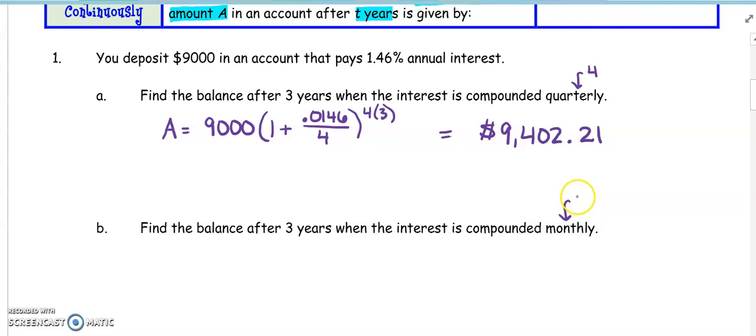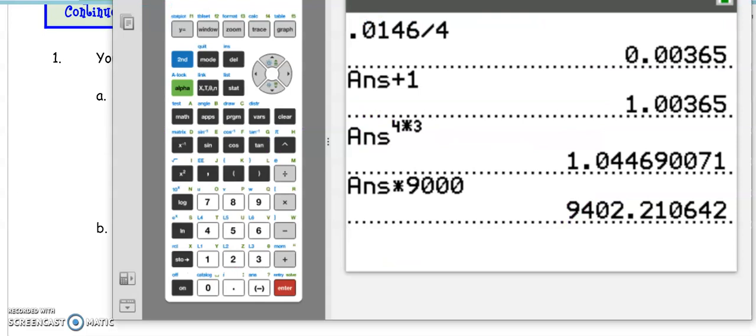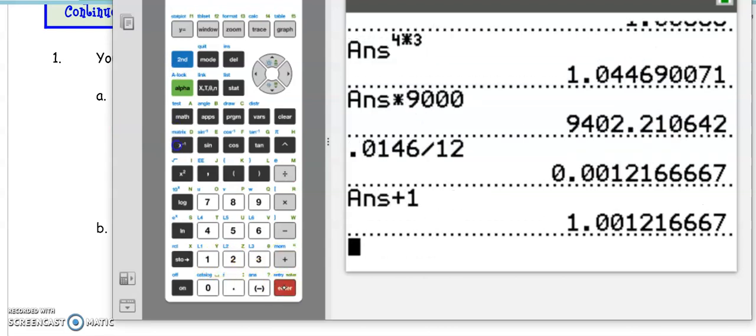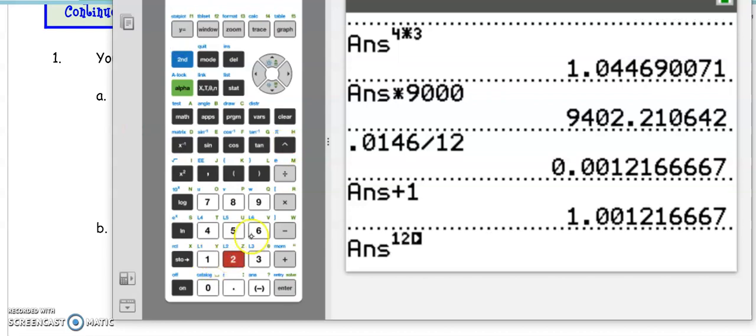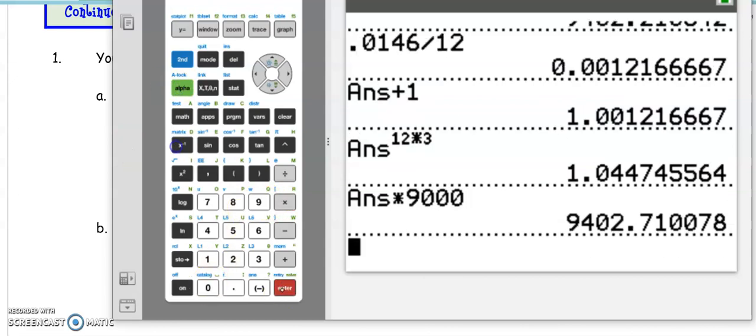Now let's say we have that same amount, but now we are compounding it monthly. So now it is 12 times per year. We'll still start out the exact same way. A is equal to 9,000 times 1 plus 0.0146. This time we're dividing it by 12, and we're raising it to the 12 times 3 power. So let's start from the inside and work our way out. 0.0146, we are dividing that by 12. We are adding 1 to it, and we are raising it to the 12 times 3 power.